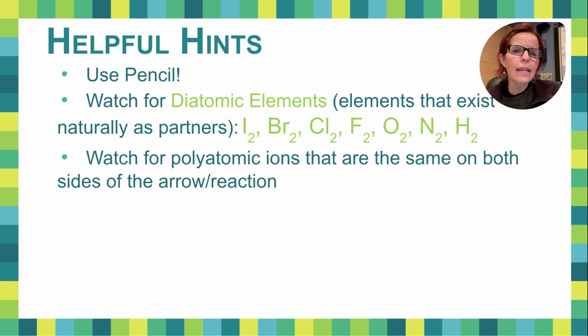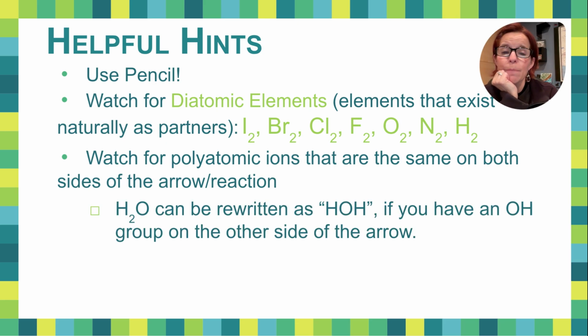Watch for polyatomic ions. Remember, on our periodic table, we have them on the back of our periodic table. Watch for them. If you see phosphate and there are 3 phosphates on the left, there's a good chance that you can balance that with 3 phosphates on the right. So pay attention to your polyatomic ions.